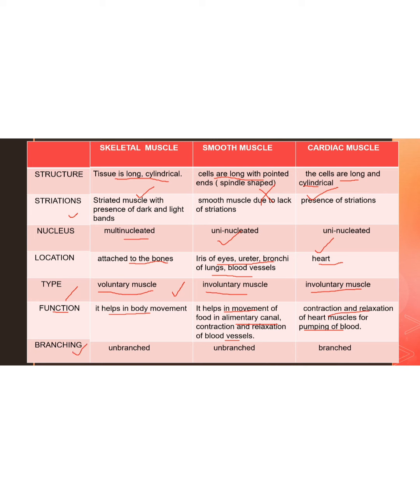So you should know, branching: skeletal muscles are unbranched, smooth muscles are also unbranched, and the only muscle which is branched is your cardiac muscle, because in this muscle all the cells have to be connected with each other, so this branching is required. Okay, so always remember only cardiac muscle is branched muscle. Okay, so just a diagrammatic representation.